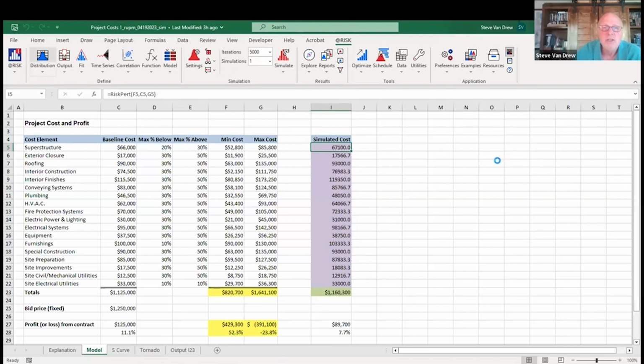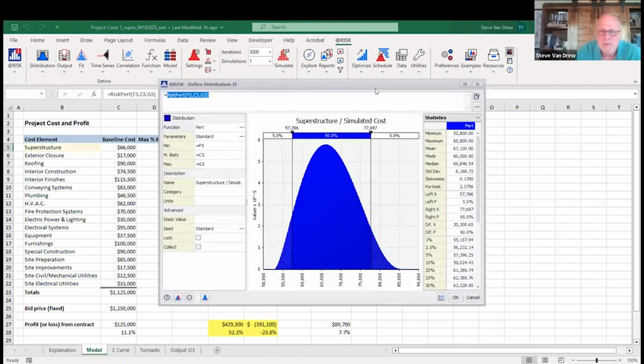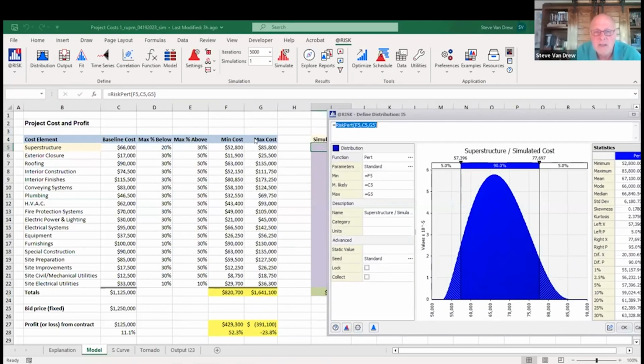If you want to see what it looks like before the simulation is run, the superstructure cost is going to have as a minimum that 52,800. It's coming up here graphically. 52,800 is our minimum. You can see that off to the side. 85,800 is the maximum, so it's pulling that in correctly from column G. And the peak of this PERT, the most likely value, is the baseline cost, 66,000.